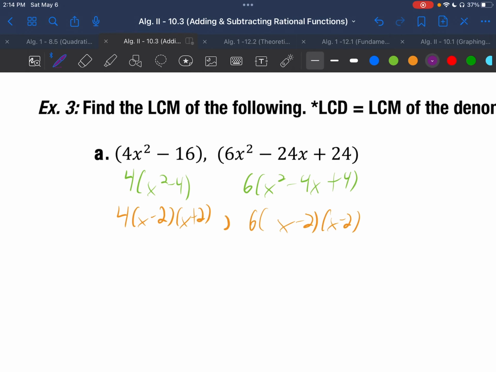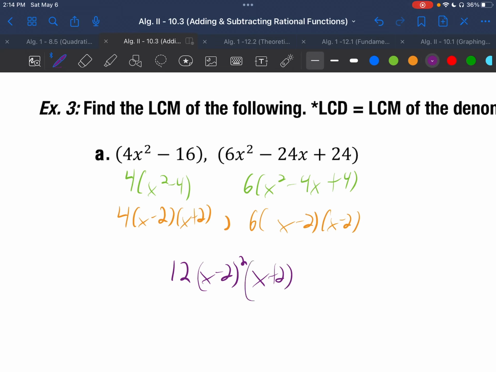So as we look here, we say, okay, 4 and 6, those are not common factors, but they do have a common multiple of 12. And there's an x minus 2 and an x minus 2, but there's 2 of them over here, and only 1 over here. So the common multiple would be x minus 2 squared, because you would need 2 of them. And then this has an x plus 2, but this one doesn't. So in order to be a least common multiple, you have to multiply the right one by x plus 2.